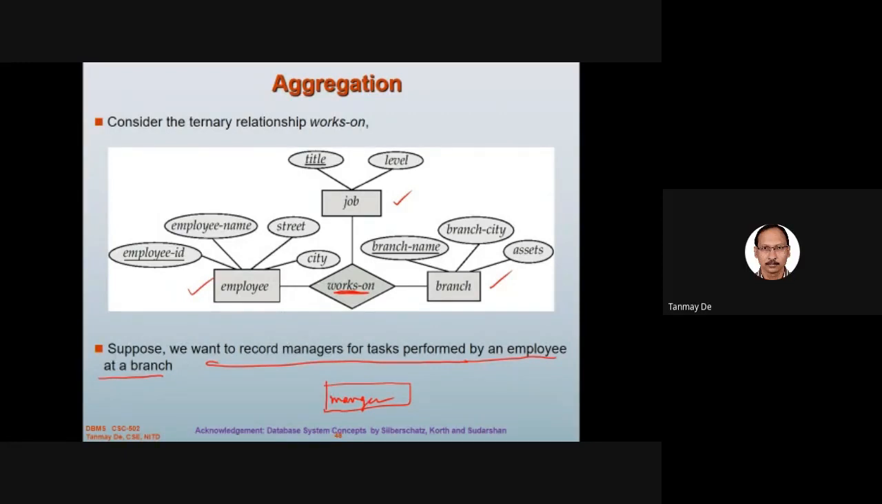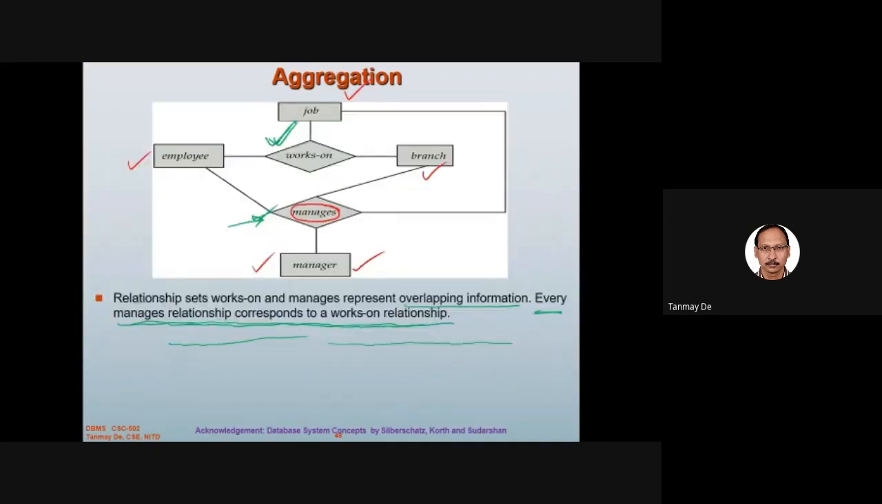Try to understand in this diagram, in this page, what the ternary relationships work on among the employee entity set, branch entity set, and job entity set. These three entity sets. This does not reflect the managers, that is, records about the managers. If we incorporate that fact, for that we need one more entity set, manager, and another relationship, manages. This relationship associates not only employee, manager, and branch, but also job, by this line. Okay.